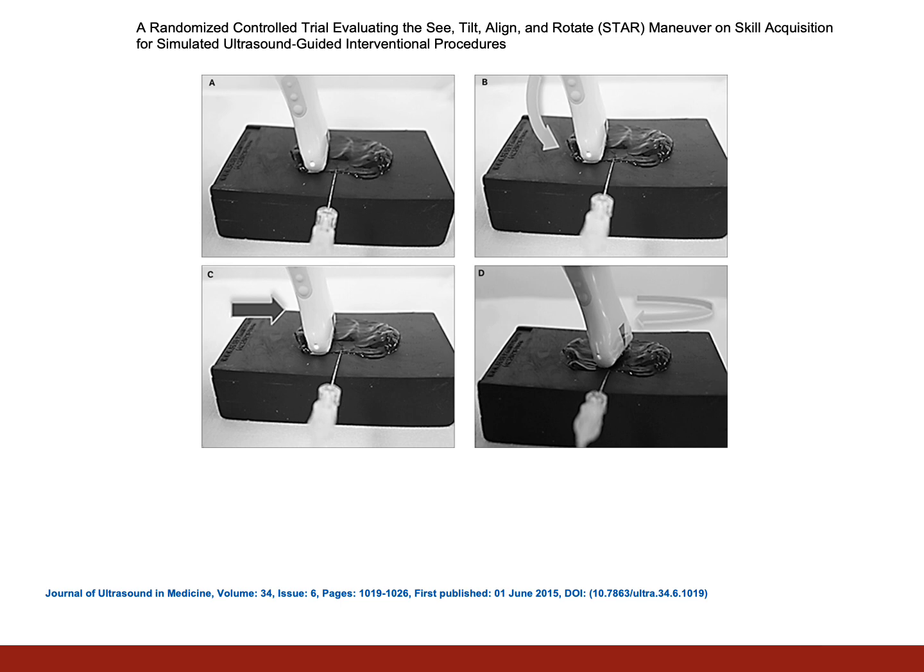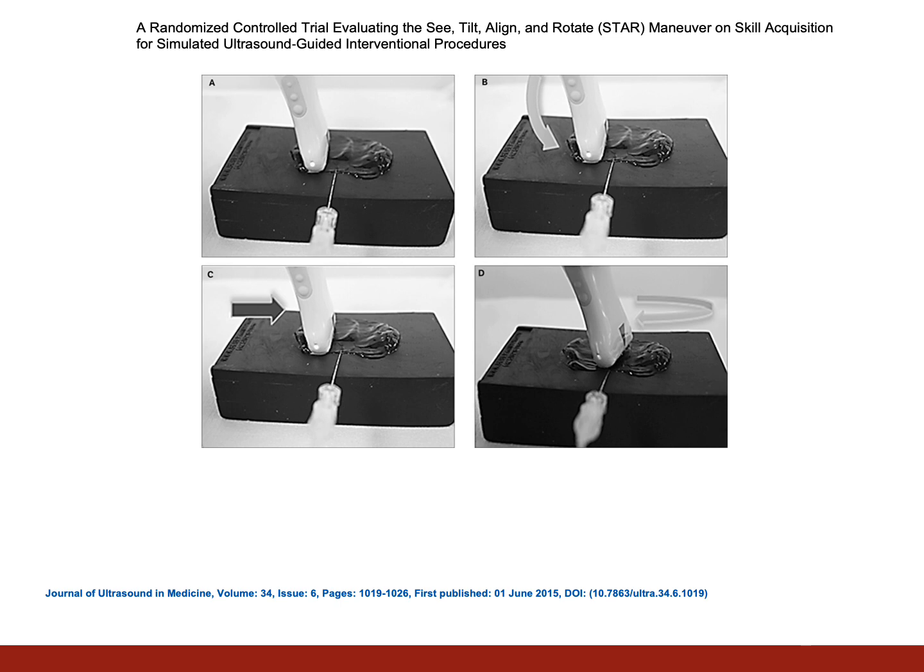This is a wonderful paper by Mariano and colleagues, which gives us a standardized method for adjusting the ultrasound image if the needle is not fully visualized on the screen. This is the see, tilt, align, and rotate maneuver. The first part of it is to see, so you see where the needle is in relation to the probe. Often it immediately becomes apparent that you are out of line.